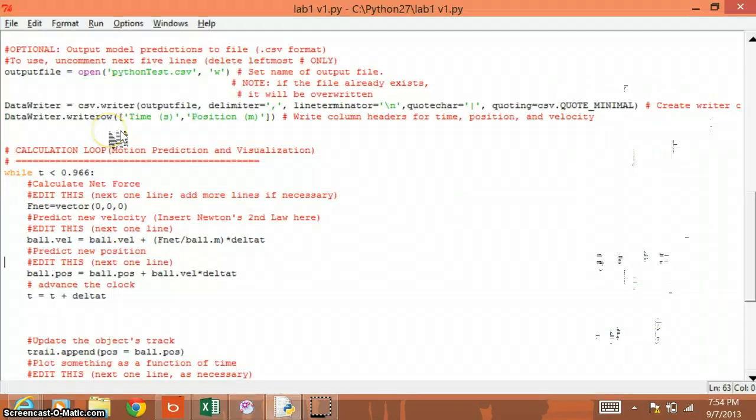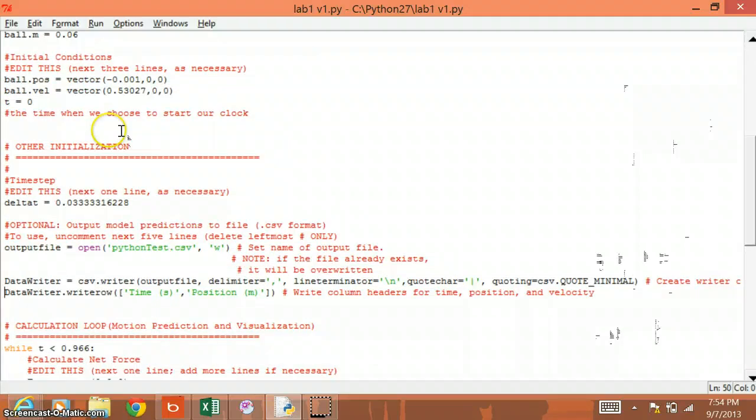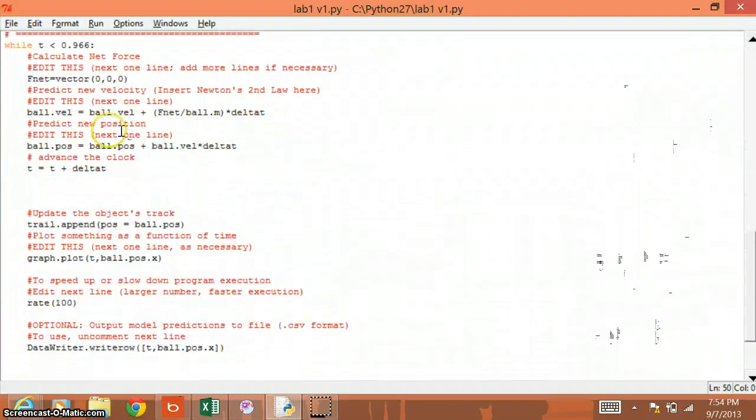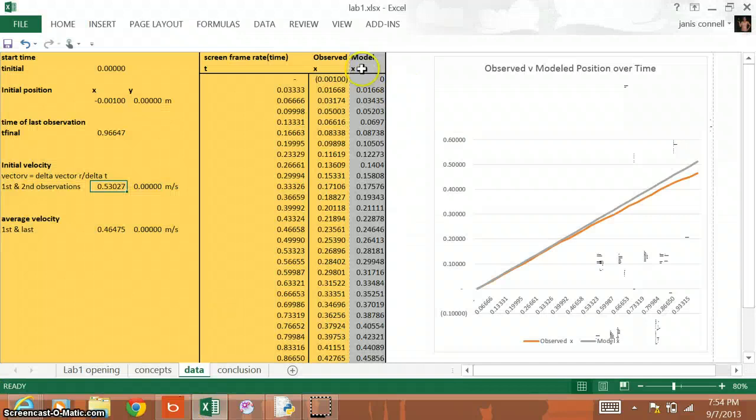Then I went into the program that we were given, and I input the relevant data. I have the ball position, the ball mass, which I looked up from the internet, my starting vector, my velocity vector, and my time observations are 30 frames per second, and go through the while loop there, gather my data, and put that here. And then I modeled the two lines.